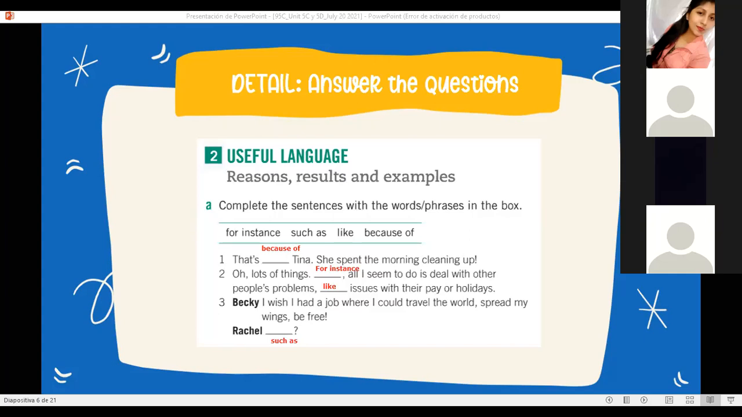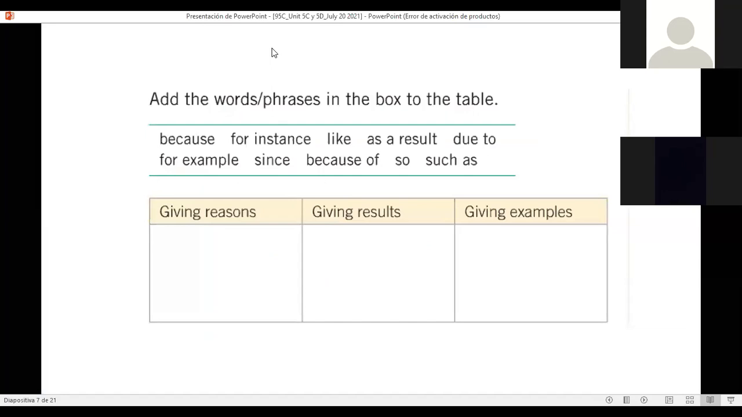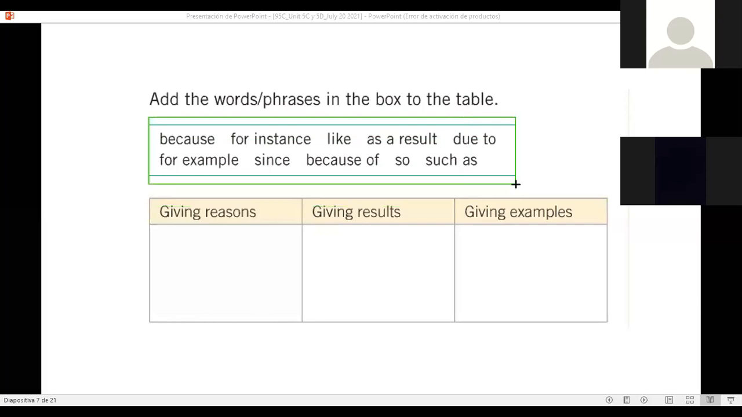Don't worry because you have another exercise about this, recognizing this. Look carefully at the next chart, guys. Here we have some words as previously. Can you help me ordering these words in the right column? Vamos ordenando en la columna que corresponde. To give reasons. ¿Qué palabras utilizarían ustedes para dar una explicación? You were telling me because of. What else?